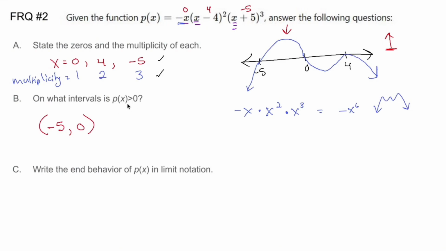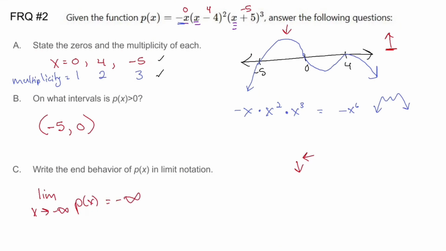Now, if we did include 0, then we would put brackets here, and we would also include 4. But we don't have to do any of that because we only care about when it's above the x-axis and not when it's touching. Now, last but not least, we are going to be asked to write out the end behavior in limit notation. We know what the graph looks like. We know it looks like that, which means we know that as x decreases, my graph goes to negative infinity. So how do we write that out as limit notation? The limit as x approaches negative infinity of p of x is also negative infinity.